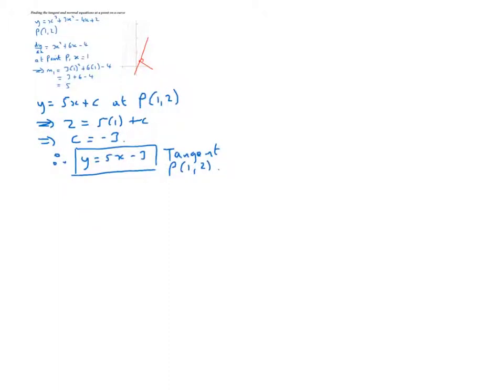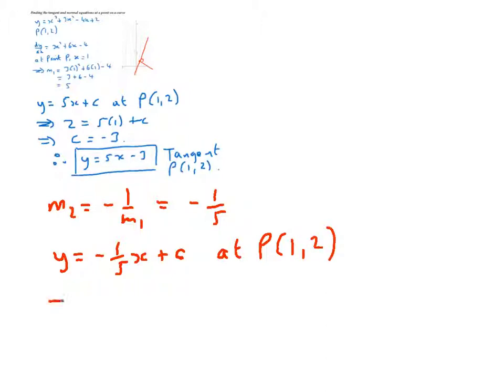Now let's use the result that we've just found in order to find the normal equation. As we know, m2 equals minus 1 over m1, because remember the normal line is perpendicular to our tangent. So therefore my m2 equals minus 1 over 5. So back to line geometry as normal, y equals minus 1 over 5 x plus c at the same point P (1, 2). Plug in the numbers, I get 2 equals minus a fifth plus c.